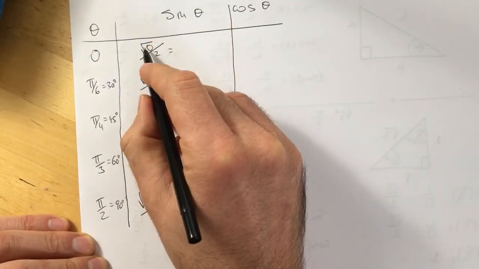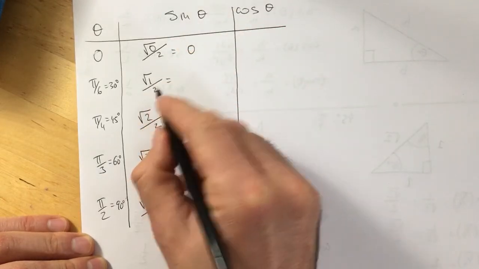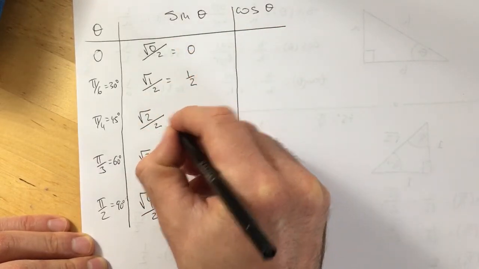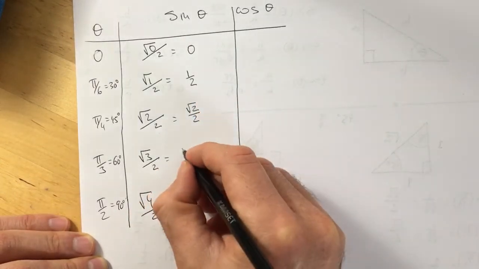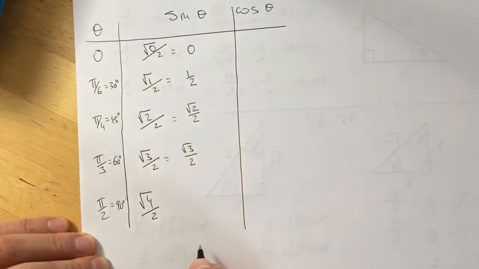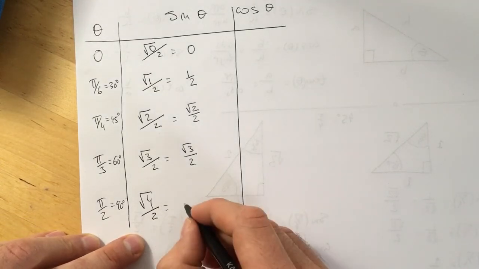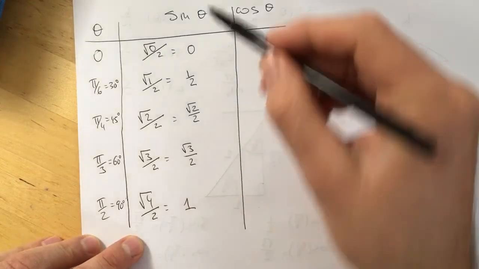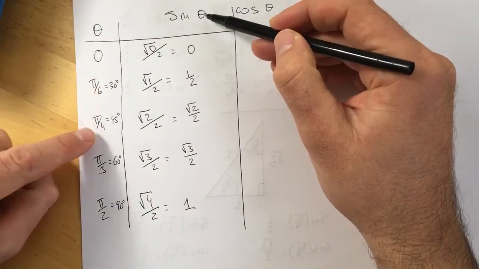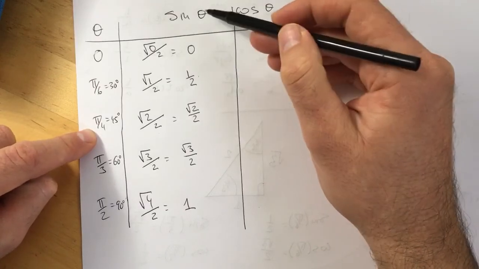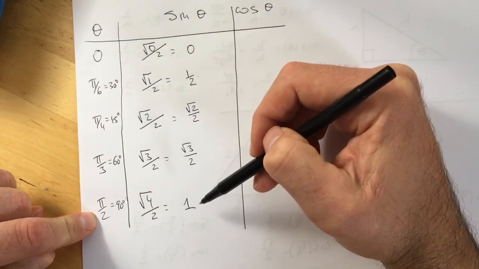Now, of course, square root of 0 is 0. 0 over 2 is 0. Square root of 1 is 1, so I have 1/2. Square root of 2, you don't simplify it, stays square root of 2 over 2. Square root of 3 also you don't simplify it, stays square root of 3 over 2. And square root of 4 is 2, so 2 over 2 is 1. So sine of 0 is 0, sine of pi over 6 is 1/2, sine of pi over 4 is square root of 2 over 2, sine of pi over 3 is square root of 3 over 2, sine of pi over 2 is 1.